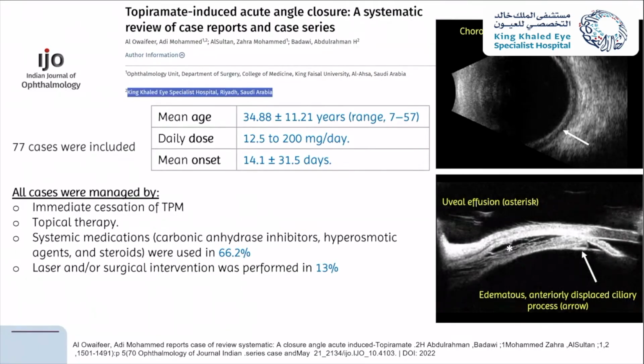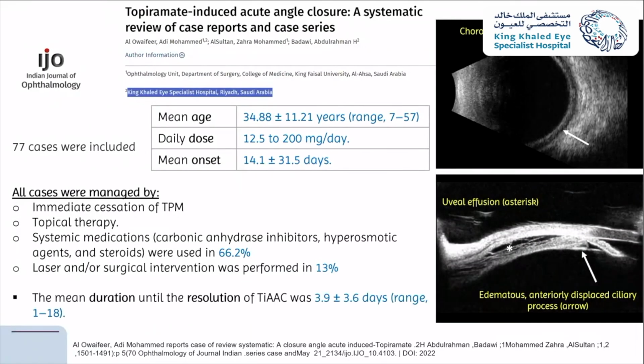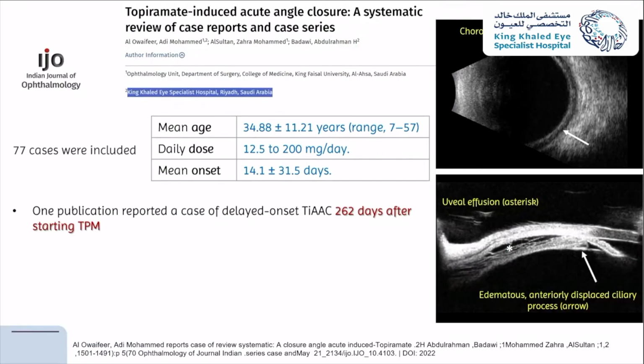Also topical therapy. 66% used systemic medications, and few patients, 13%, underwent laser or surgical intervention. The mean duration of resolution of topiramate-induced glaucoma was around 4 days, ranging from 1 to 18 days. One report in this article mentioned a delayed onset of topiramate-induced acute angle closure glaucoma after 262 days of starting topiramate.